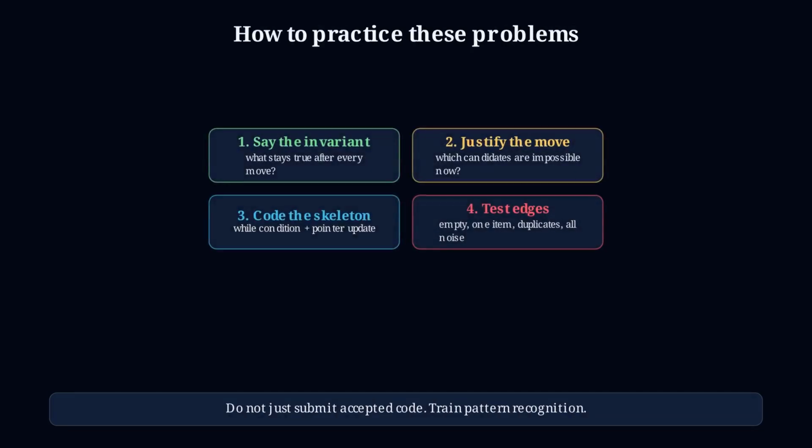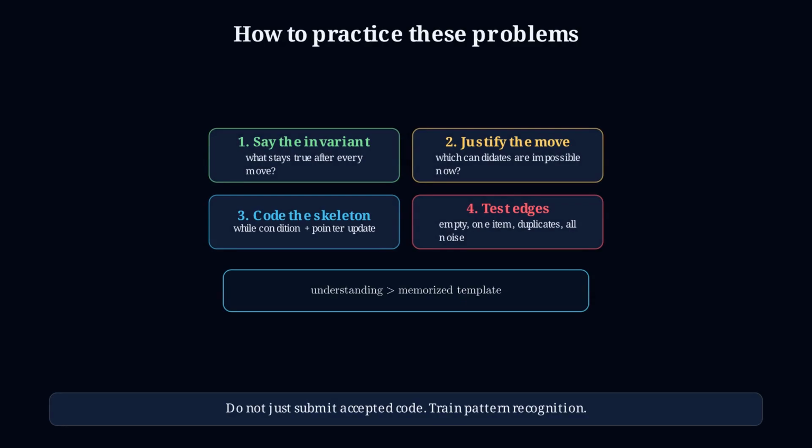Here is how I would practice for each problem. First, explain the invariant out loud. Then write the pointer movement rule. Only after that, write code. If you cannot explain why a move is safe, you are probably memorizing.